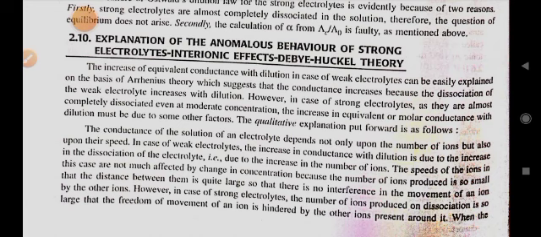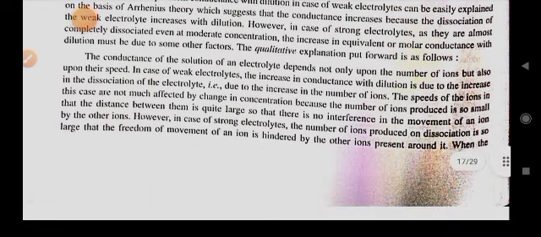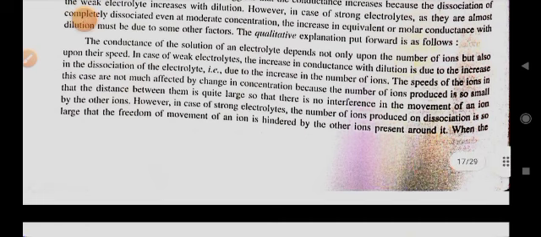However, in case of strong electrolytes, as they are almost completely dissociated even at moderate concentration, the increase in equivalent or molar conductance with dilution must be due to some other factors. The qualitative explanation put forward is as follows. The conductance of the solution of an electrolyte depends not only upon the number of ions but also upon their speed. In case of weak electrolytes, the increasing conductance with dilution is due to the increase in the dissociation of the electrolyte, that is, due to the increase in the number of ions.